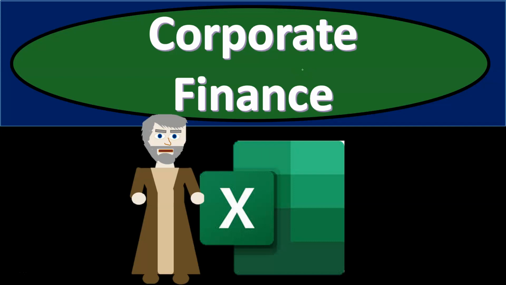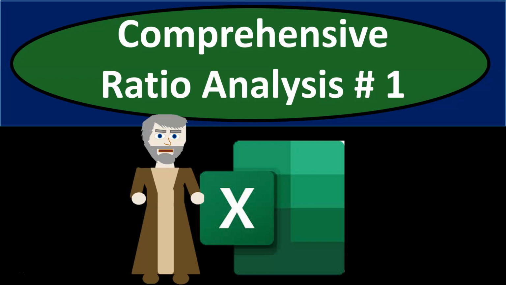In this presentation, we're going to work a practice problem in Excel. It's going to be a comprehensive practice problem for ratio analysis. We're going to have the balance sheet and income statement and do our common ratios with them, grouping those ratios into categorizations of profitability ratios, liquidity ratios, debt utilization ratios, and asset utilization ratios.